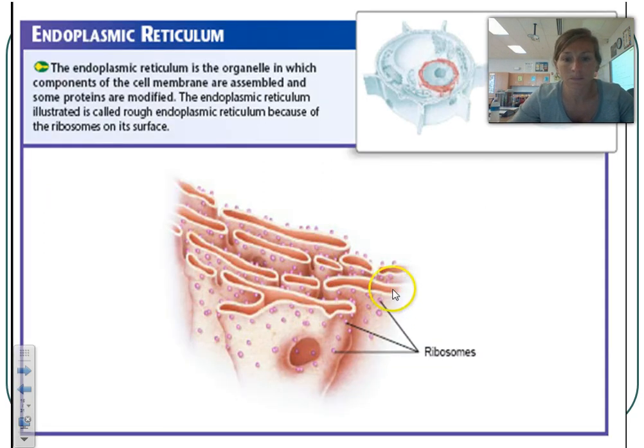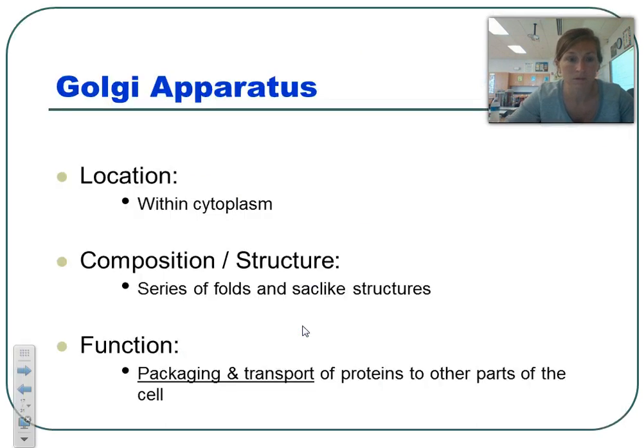And again, here's a little close-up of the rough endoplasmic reticulum with the ribosomes studded on it. Again, the smooth would look very similar, just without the ribosomes.